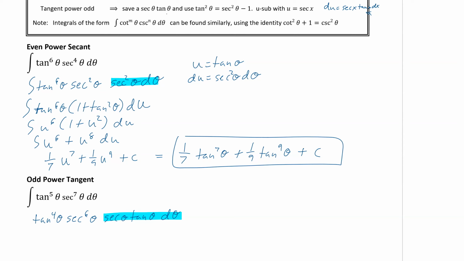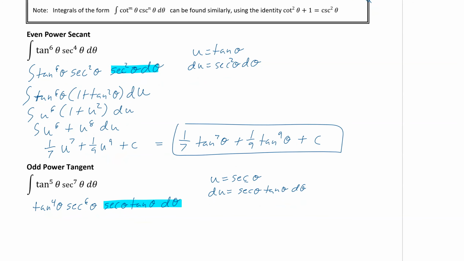So that way we can say, well, u is secant theta. So it's just a quick little trick that if you see that tangent's odd, pull one of the tangents off and use that. All right. By the way, there still has to be an extra secant in there as well for this to happen. So, all right. So du is equal to secant theta tangent theta d theta. That's what we wanted.